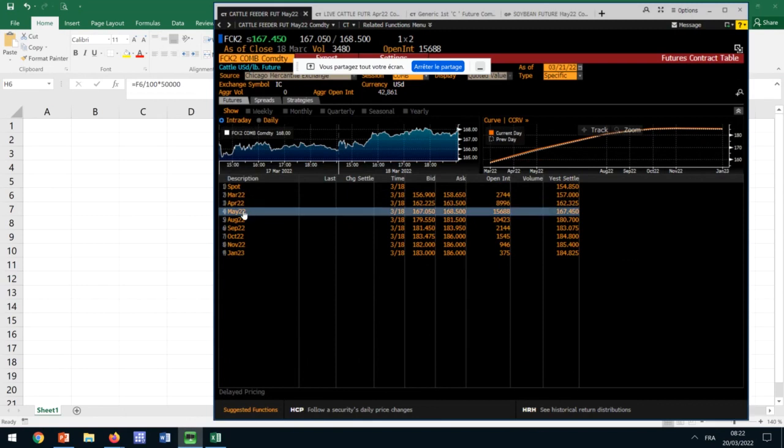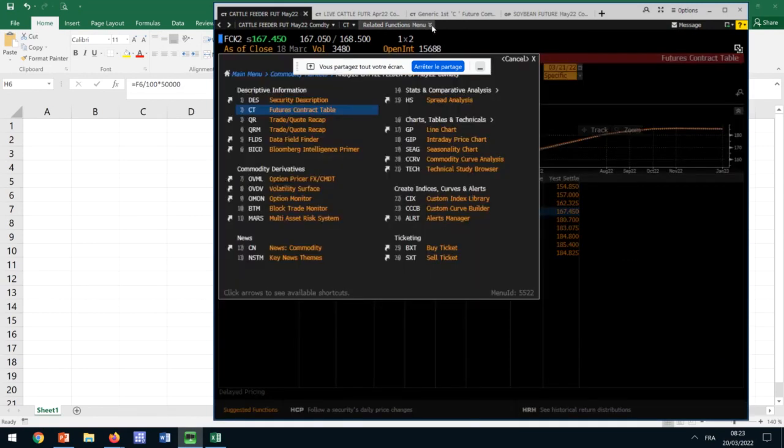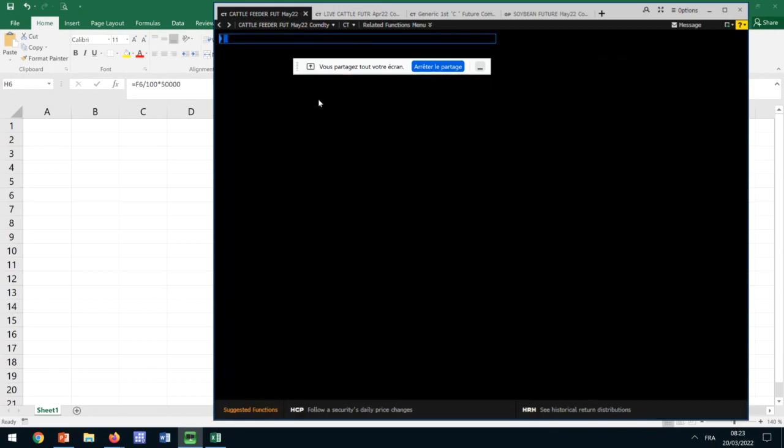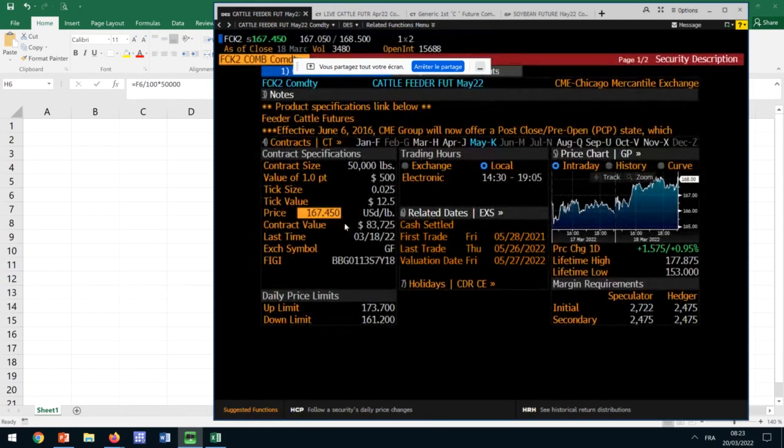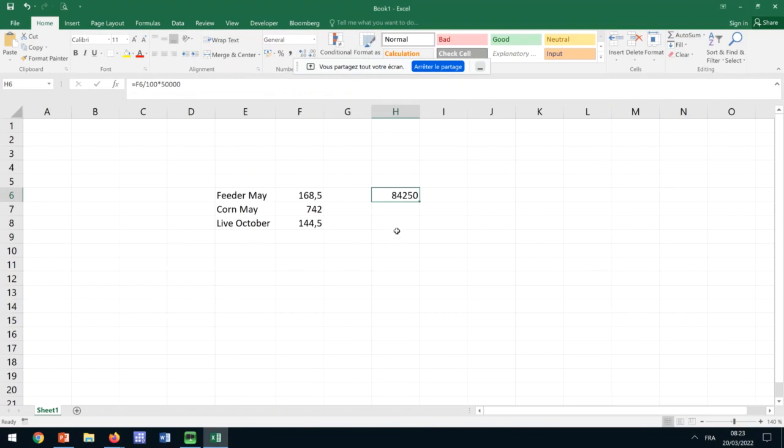Feeder May, they give us, if you go to security description, we get the contract value, but we get it for the 83,000. We get it for the nearby, the first contract that expires. So buying our feeder cattle would cost us 84,000.